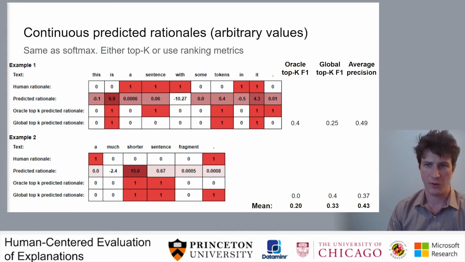Another common scenario is where the model rationales are on some arbitrary scale. Saliency methods will do this, as will some perturbation methods like LIME. Practically speaking, this is the same scenario as a softmax rationale, and the approaches for dealing with it are the same. Top K is typical, but ranking metrics are probably more appropriate.